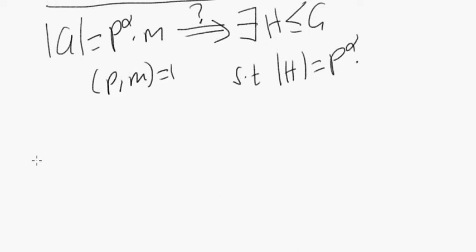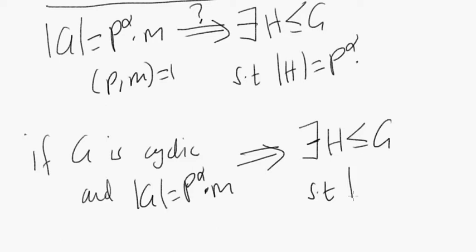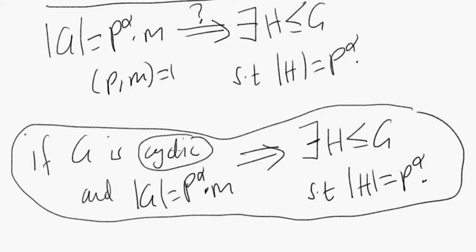So far we appear to have proved that if G is cyclic, and order of G is indeed p to the alpha times m, then this implies that there must exist some subgroup h of G such that order of h equals p to the alpha. And we appear to have proved this special case. Notice it's a special case because G is being thought of as cyclic. No one says it has to be.